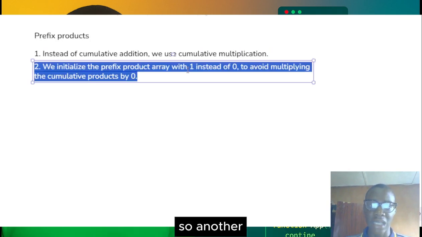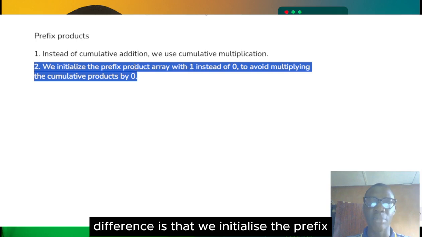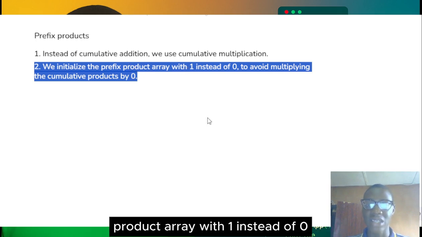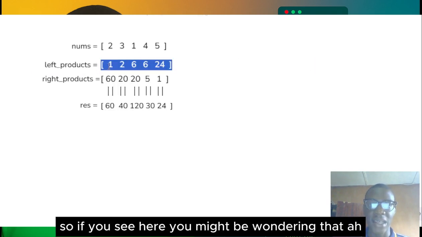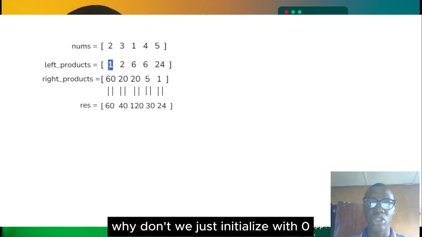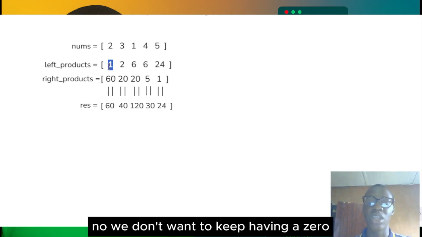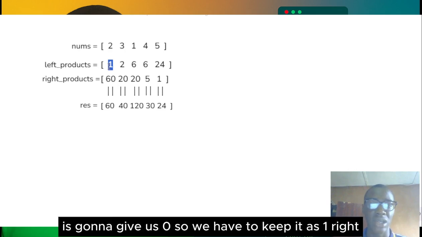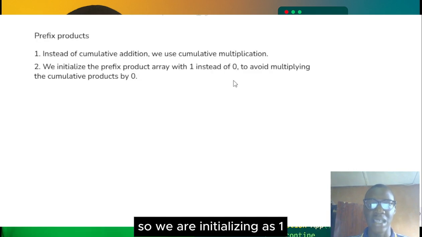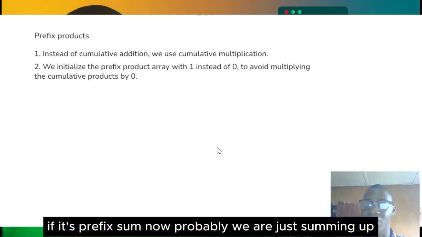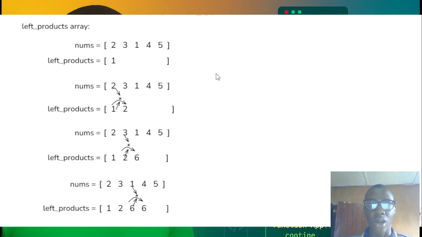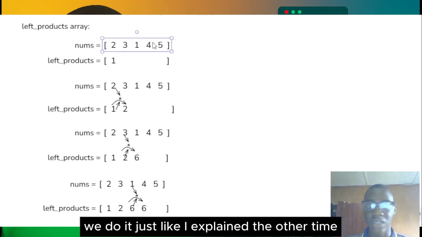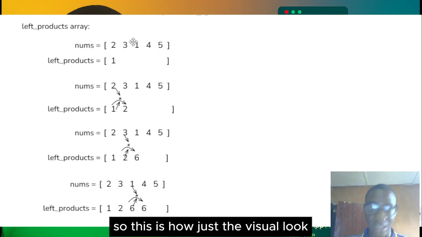Another difference is that we initialize the prefix product array with 1 instead of 0 to avoid multiplying the cumulative product by 0. So you might be wondering why don't we just initialize with 0? No, we don't want to keep having a 0, because anything multiplied by 0 is gonna give us 0. So we have to keep it as 1, right? But if it's prefix sum, we're just summing up, so we can initialize to 0. And this is just the visual of how we do it, just like I explained the other time.